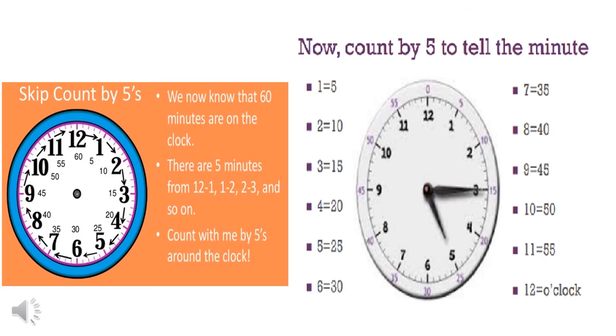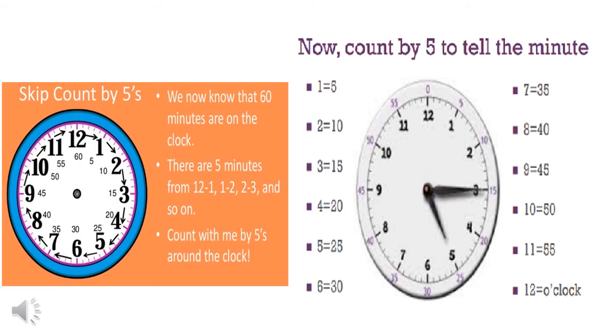Now, we have to count by fives so we can know about the minutes as well. What we have to do here? We know that 60 minutes on the clock makes 1 hour. There are 5 minutes from 12 to 1, 1 to 2, 2 to 3 and so on. Now, count with me by fives around the clock.